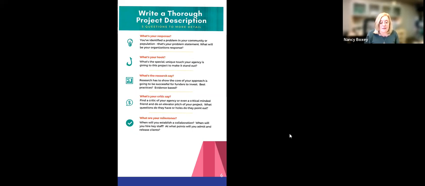And can you identify that? What does the research say? Is there something that says that your approach makes sense? What's going to make it successful if they invest in you? Is this a best practice? Is it evidence-based? Has it been shown to be successful in other communities and you're trying to bring it to your community? Or is it just an idea that you had that you're going to see if it works?